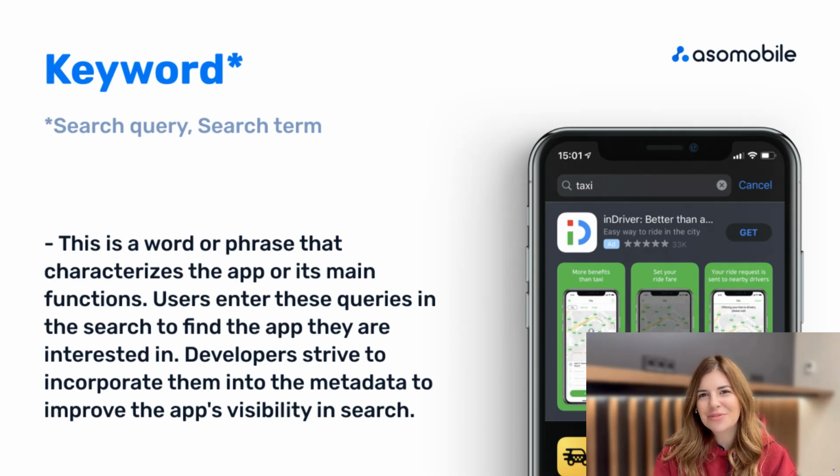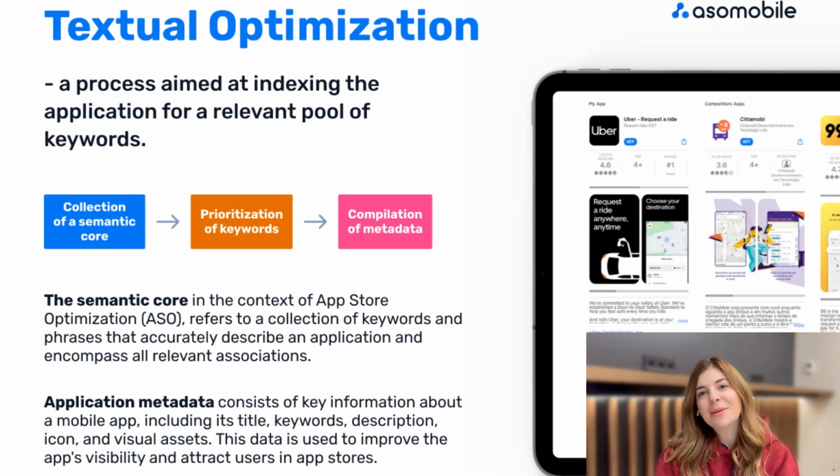Keywords act as a link between your app and users who might be interested in it, helping them find your app among many others available. We'll also use the term app metadata, which refers to essential details about your mobile app, such as its title, keywords, and description, where we'll strategically insert relevant keywords.